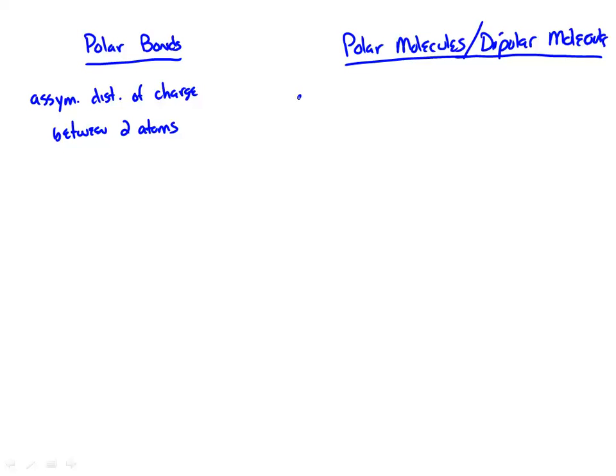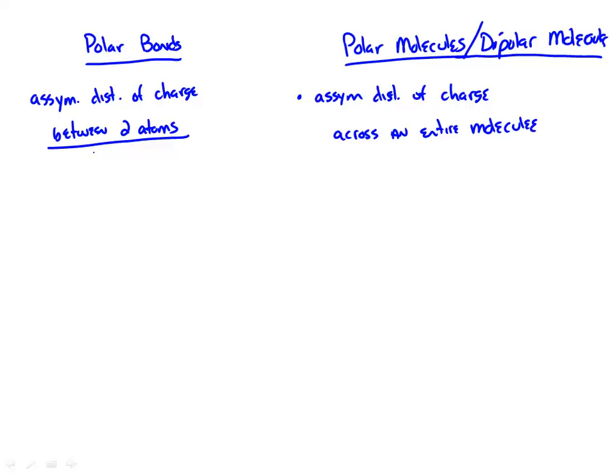Right, asymmetric distribution of charge between two atoms. And polar molecules are an asymmetric distribution of charge, so notice the same, but this is across an entire molecule. So one is between two atoms, the other one is across the entire molecule. And so the idea is that a polar molecule has to have polar bonds.